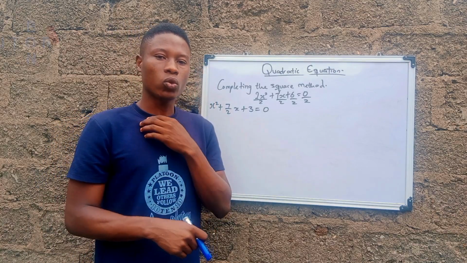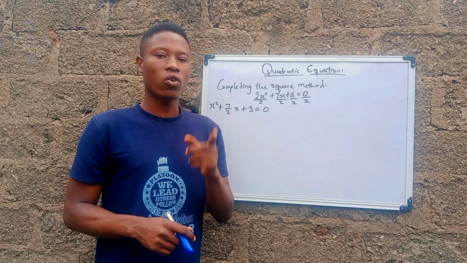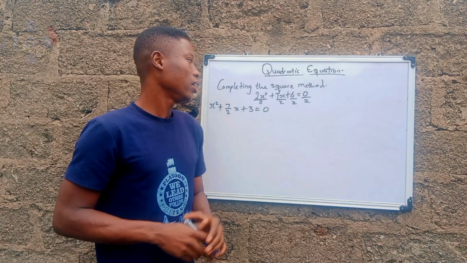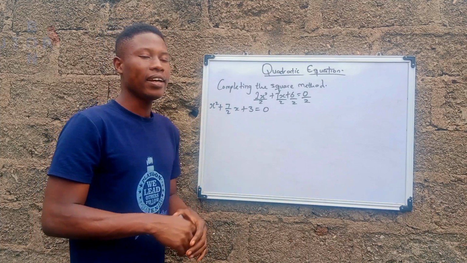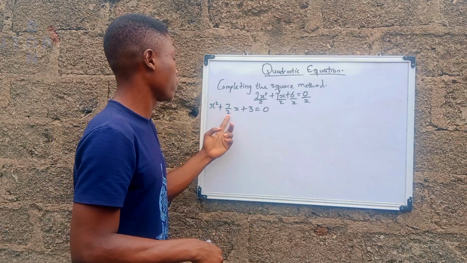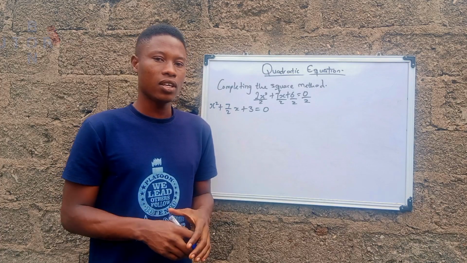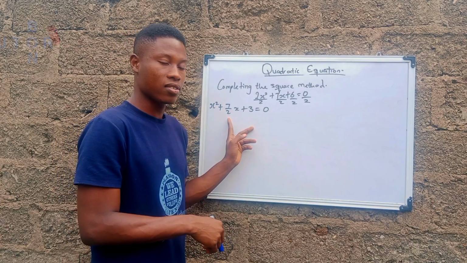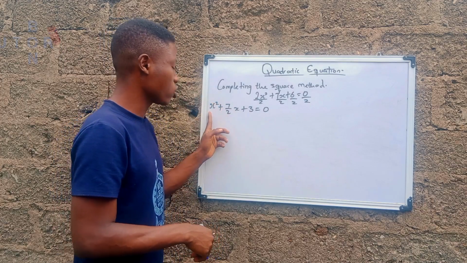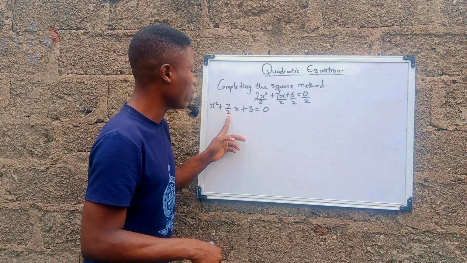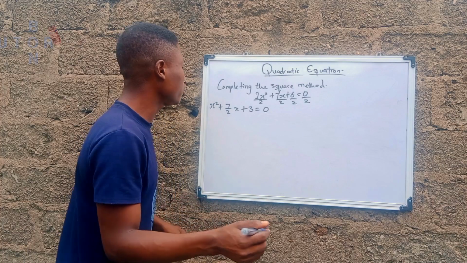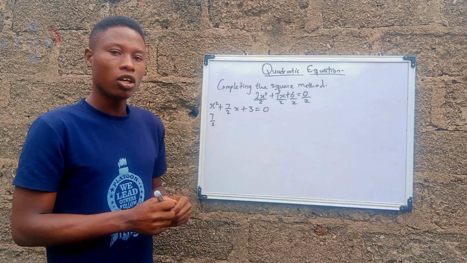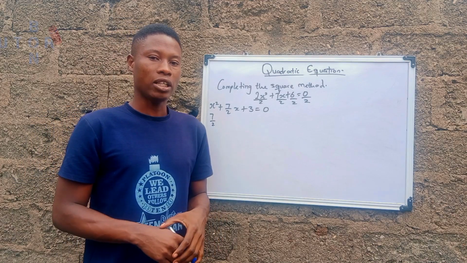The first step is what? Make sure the coefficient of x squared is 1. Then you go to the next step: you look for half of the coefficient of x. Note, this is not x squared this time, but x. The first one we did was x squared. Now we'll be dealing with the coefficient of x, which in this equation is 7 over 2.